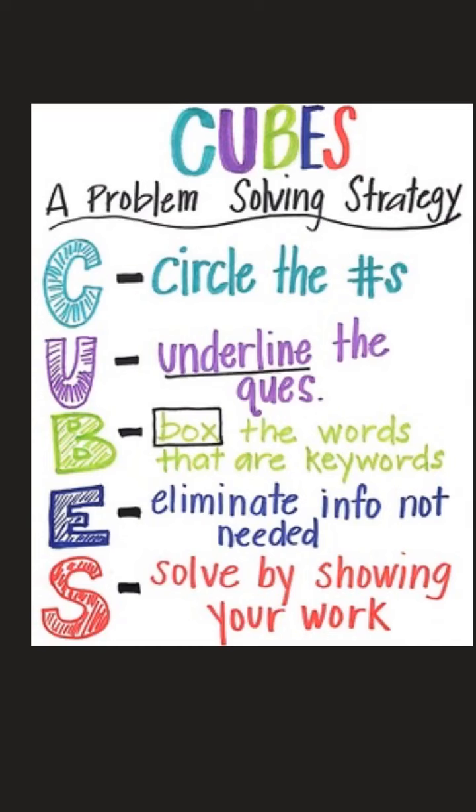So first, you're going to use your CUBE strategy. And those steps are C, circle the numbers, U, underline the question, B, box in those key words. So go find those words like altogether, which means to add, or difference, which means to subtract, because those will help you solve your problems.